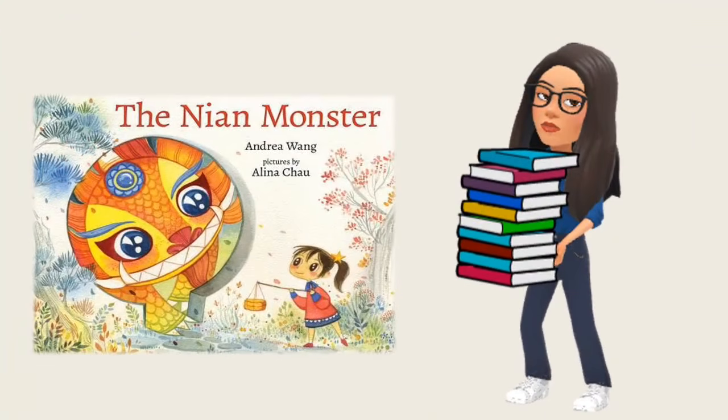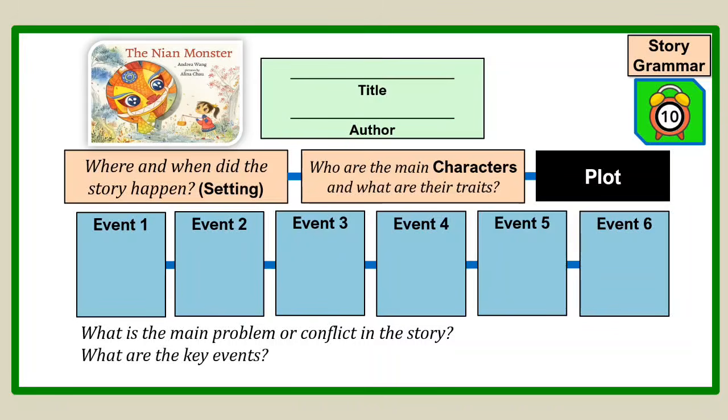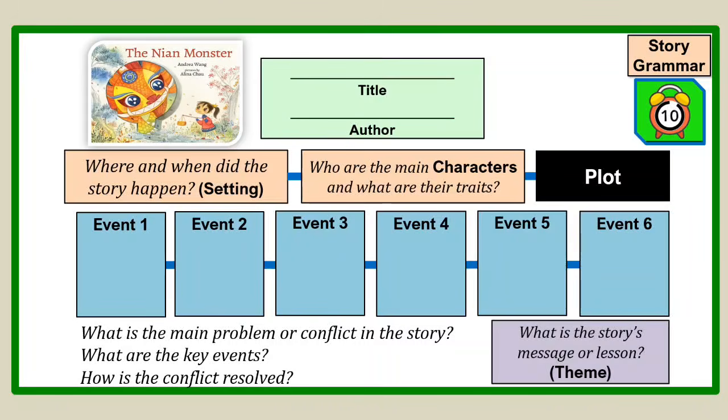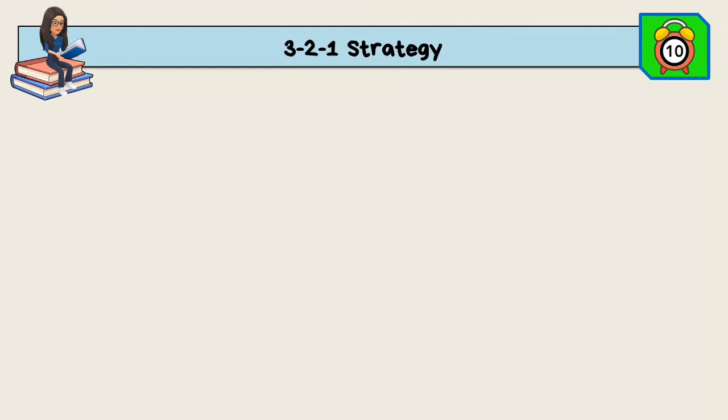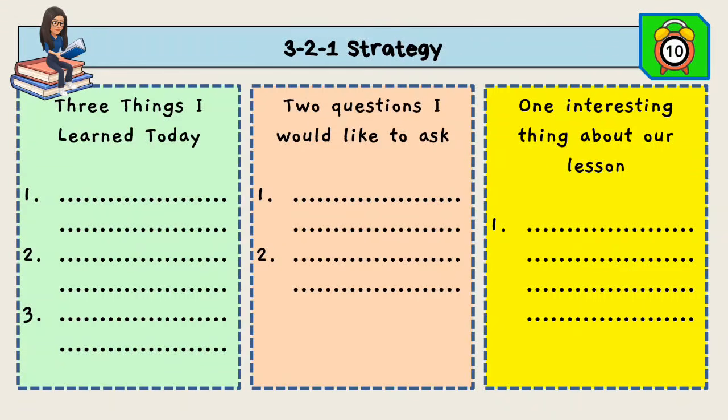Did you enjoy the story? Now it's time for you to do the next activity. Complete the story grammar for the story, The Nian Monster. You may use the guide questions to help you come up with the answers. For the lesson that we have taken up so far, do this 3-2-1 strategy. In this way, your teacher will have an idea if you still have questions about the lesson.